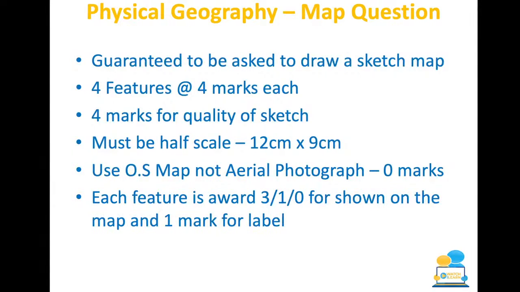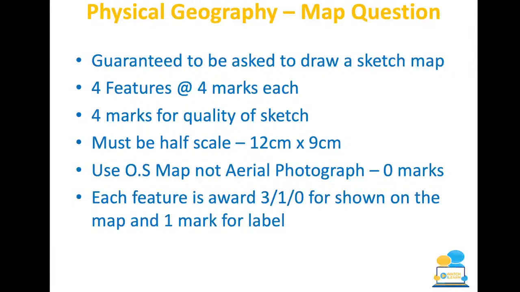Now, how long have you got? It's a Section A, it's a 20 marker. You've got 5 minutes to draw a sketch map. So that's one you just have to go straight into. You can't be hanging around, because it's like 5 minutes, and there are quite a few things to do with the sketch maps. 4 features, they're 4 marks each, and then you've got 4 marks for the quality of the sketch.